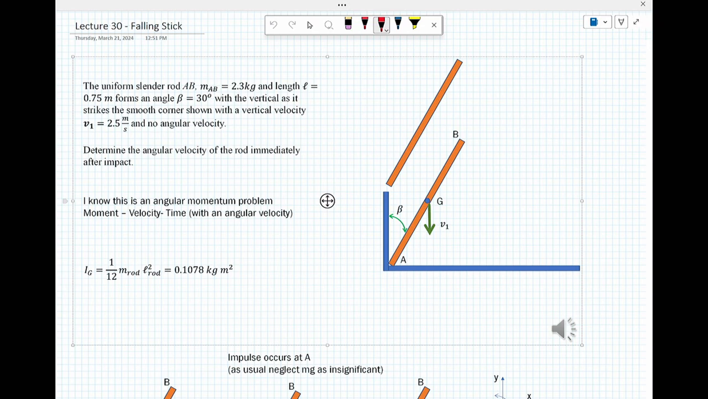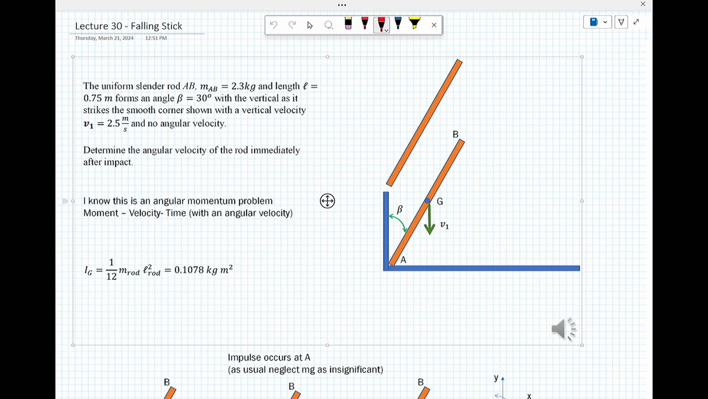All right, so I've put down some helpful things for me. I know this is an angular momentum problem because I have a moment that's going to be caused by this weight as it rotates down. I've got a velocity and I've got time. And I also know that this is a long slender rod, and so that's a typical case where I'm going to have 1/12 ml squared.